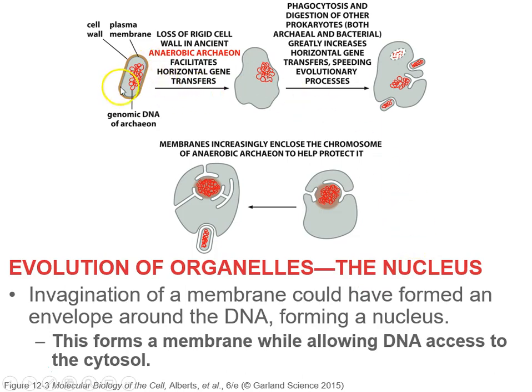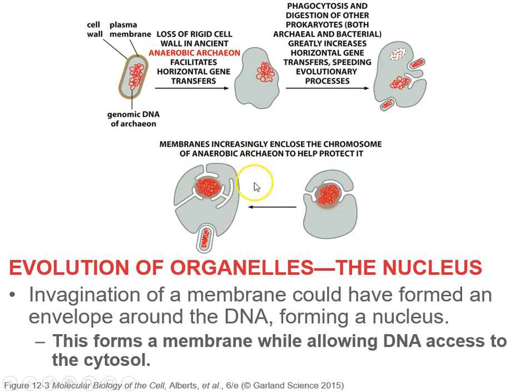Imagine we have the genomic DNA of an archaeon, shown as this little red scribbly stuff right here. And then the cell wall is lost. That facilitates horizontal gene transfer, which could increase genetic diversity. Now that you don't have your cell wall anymore, you can undergo phagocytosis and digestion of other prokaryotic cells, and that speeds up the evolutionary process.